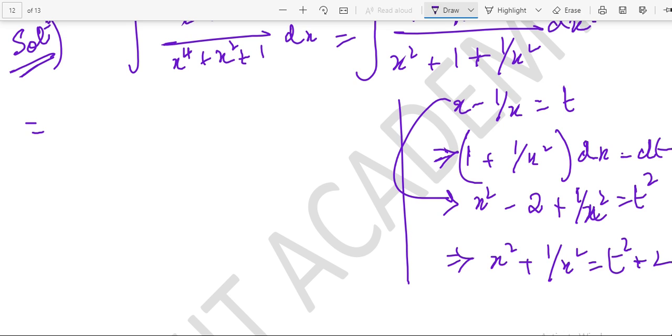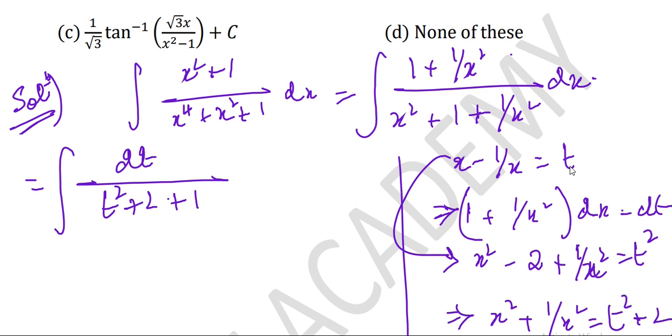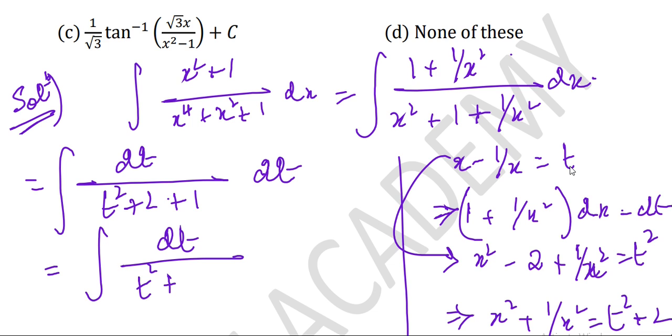So let's see, in this integral we have integration. Now, 1 plus 1 by x square dx is dt, divided by x square plus 1. Okay, so x square plus 1 by x square is what? T square plus 2, and we have plus 1, so that's t square plus 3. So that's integration dt upon t square plus 3. That's all. Now it is very easy to solve this one.